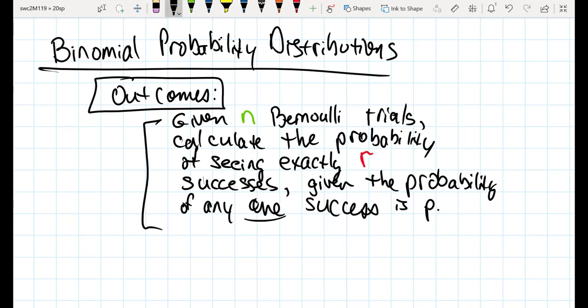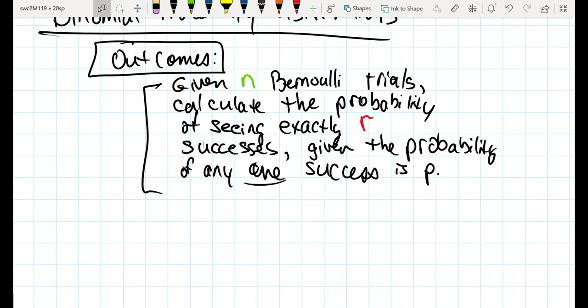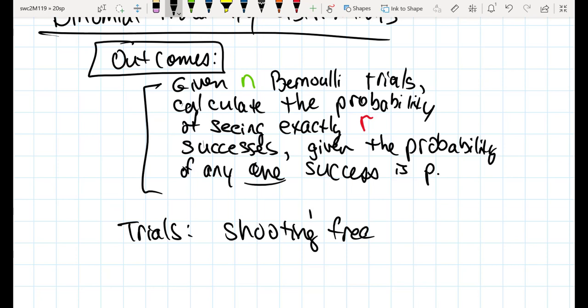To say it in a more straightforward fashion, the trials may be something like an individual shooting some number of free throws, or let's say that a person has N kids. For both of these scenarios, we're looking at either some number of free throws or some number of kids, but then we want to know, out of those particular scenarios, what's the probability of having exactly R successes?